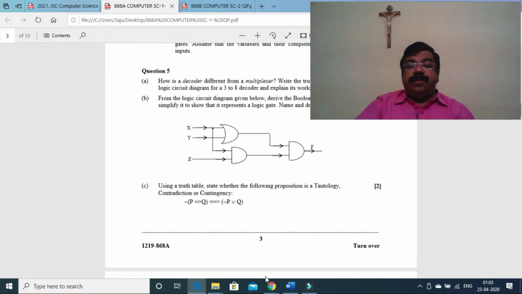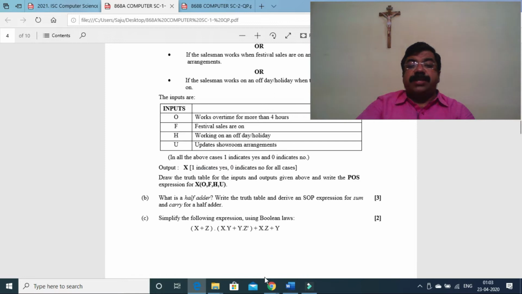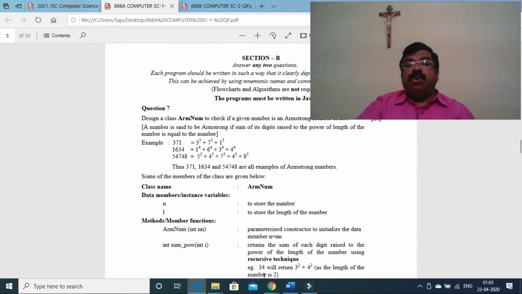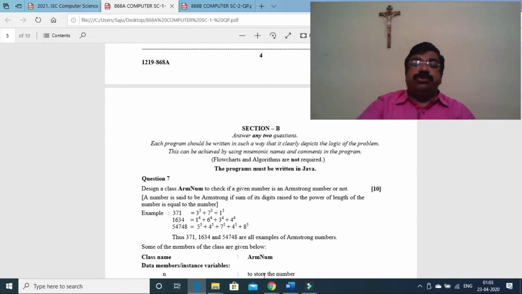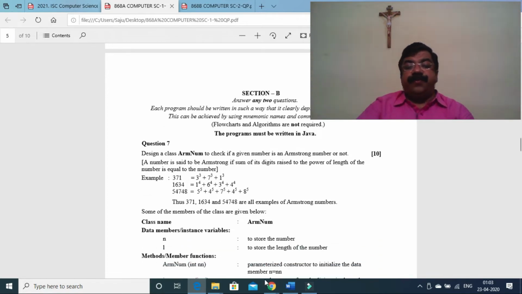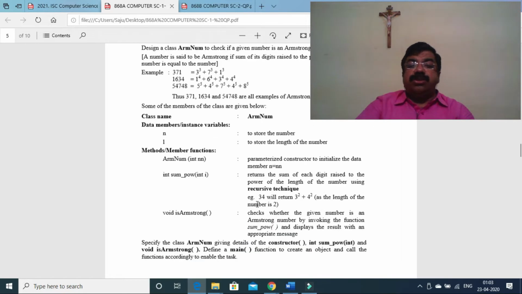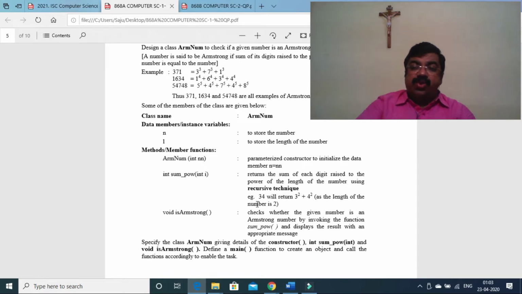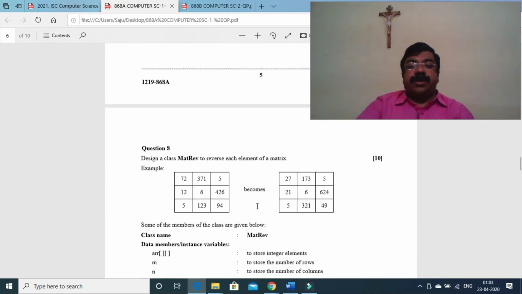Then when we are proceeding to the second part, section B, programming, you have to write the programs in Java. Each and every question will be carrying 10 marks each. Here also you will be having a question which is to be solved by using the recursive functions. Minimum one question will be there, but can be 2 questions also. Then the questions can be related to strings, arrays, double dimensional array, classes, objects, etc.